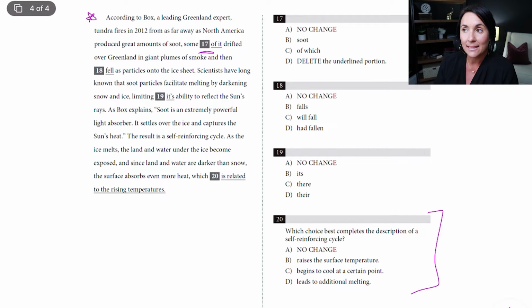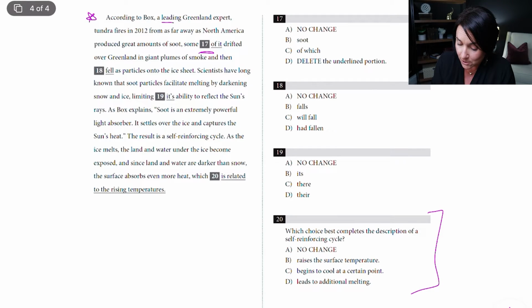According to Box, a leading Greenland expert, tundra fires in 2012 from as far away as North America produced great amounts of soot. Some of it drifted over Greenland in giant plumes of smoke and then fell as particles onto the ice sheet. Ooh, that's a long sentence. All right, let's see what's going on here. We have the proper commas here. Notice what we just talked about before. According to Box, a leading Greenland expert, I could take out that leading Greenland expert and just say, according to Box, tundra fires in 2012 from as far away as North America produced great amounts of soot. So that's really good. Good job, SAT, you did that correctly.